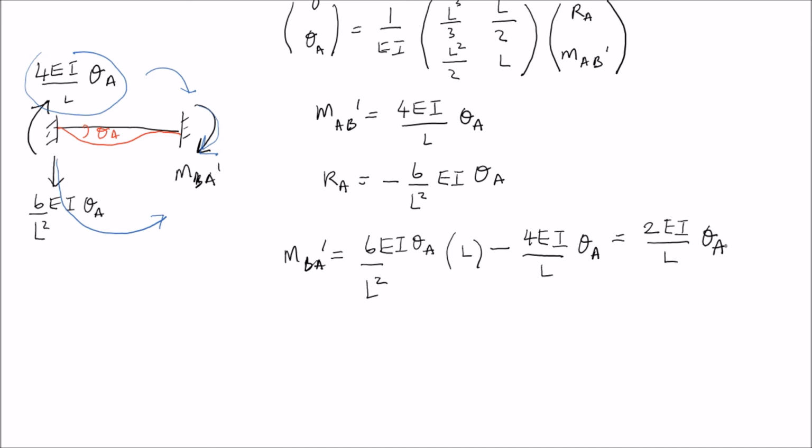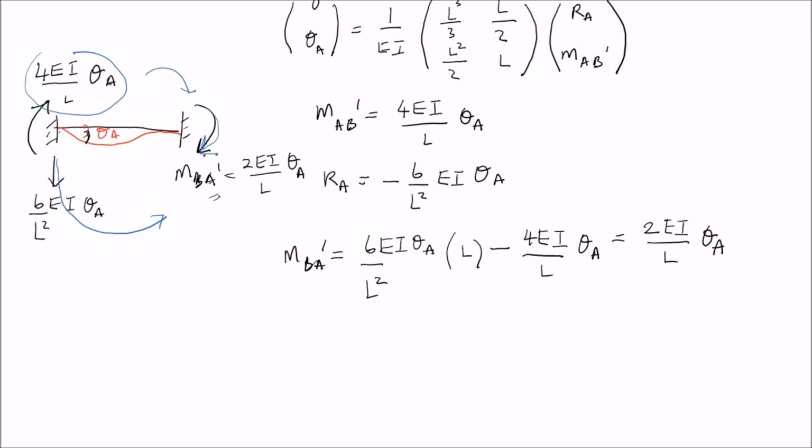So if you notice, what happened is, if you have an applied rotation at this point A, the moment that is going to develop at point A is going to be 4EI over L. The one that is going to develop in the opposite direction is only 2EI over L theta A. So simply put, half of the moment gets transferred to the other end. Then you can repeat the same procedure for all of the other cases.